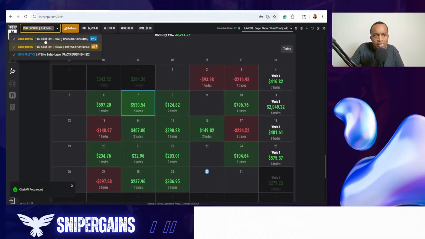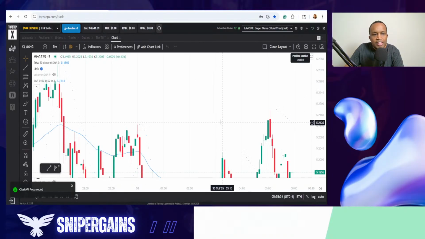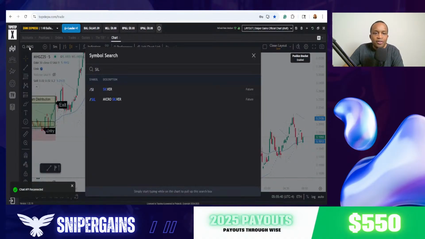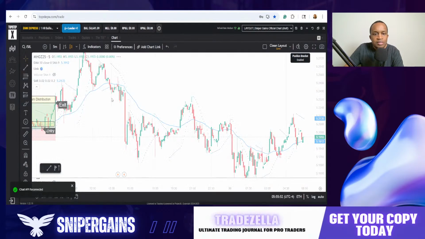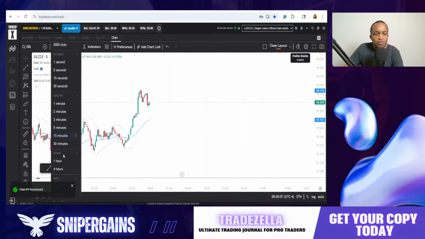I'm going to go to the account right over here. And then we're going to go to the chart. And then in the chart, we're going to type in SIL. So SIL represents micro silver, and SI is the mini version of silver. So most of the time, I'll probably be using SIL. It's very rare that I'm actually using SI because it tends to be very expensive. So I usually use SIL most of the time.